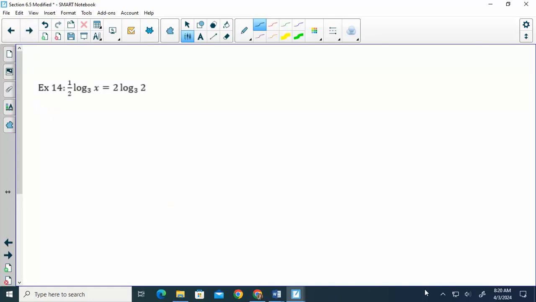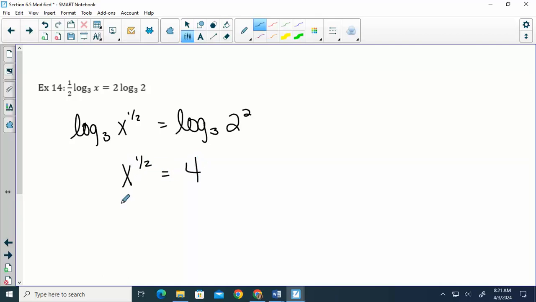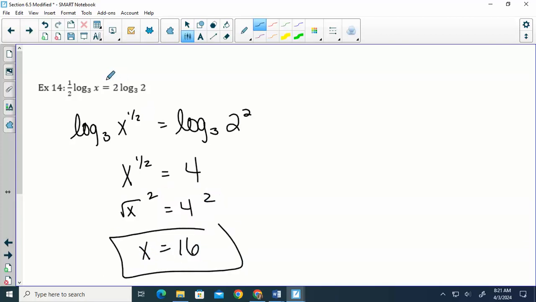You guys try this one. So take up your exponents. We have log base 3 of x to the 1/2 equals log base 3 of 2 squared. So we can drop the log base 3 and make it x to the 1/2 equals 4. A 1/2 exponent is the same thing as the square root. How do you get rid of the square root? So we get x equals 16. Check it. It gives us a positive argument, so that's okay.